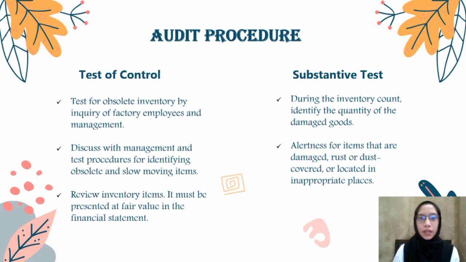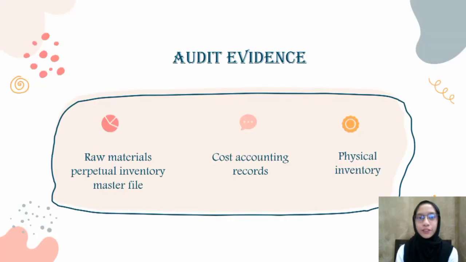During the inventory count, the auditor must identify the quantity of the damaged goods, and then he must be alert for the items that are obsolete, rusty or dust covered or located in inappropriate places. And then we have three types of audit evidence for realizable value. The first one is the raw materials perpetual inventory master file. The second one is cost accounting records, and it is comprised of master files, spreadsheets, and reports. And the last one is the physical inventory.